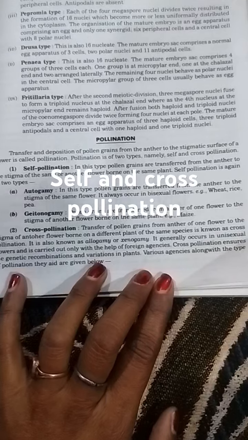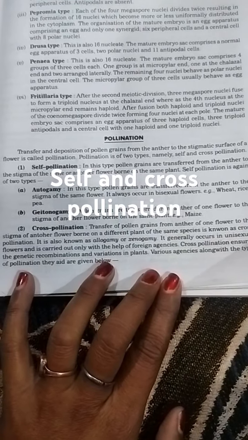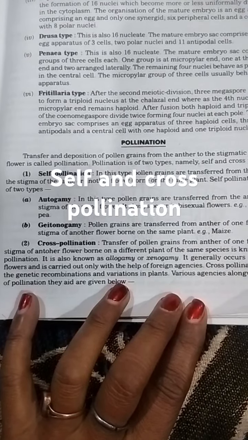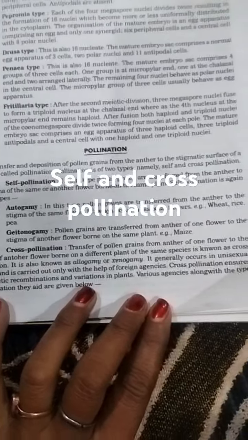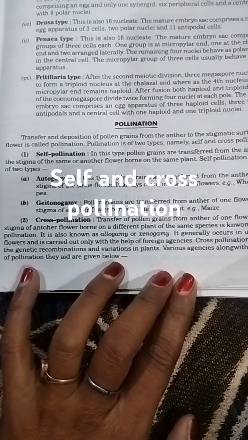Self pollination, we all know, is when the pollen grains are transferred from the anther to the stigma of the same flower or of another flower born on the same plant, and it is of two types, autogamy and geitonogamy.